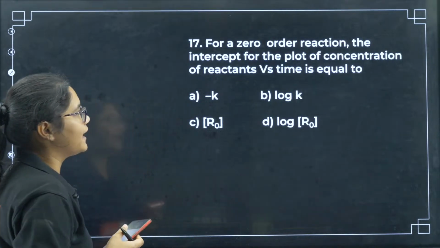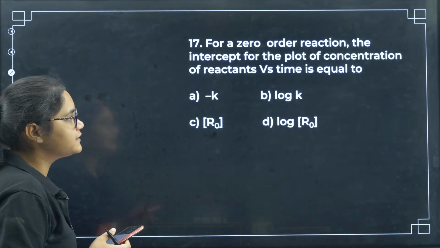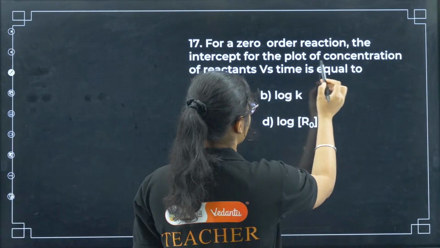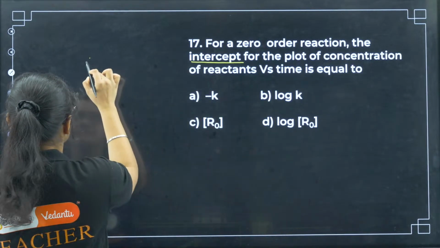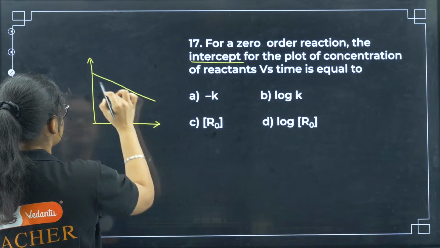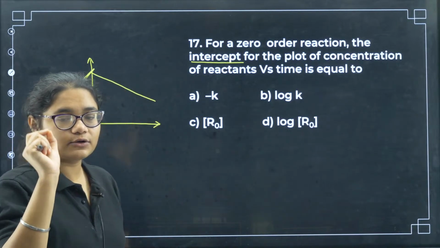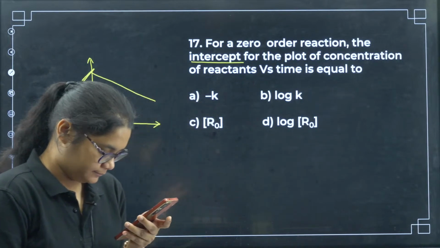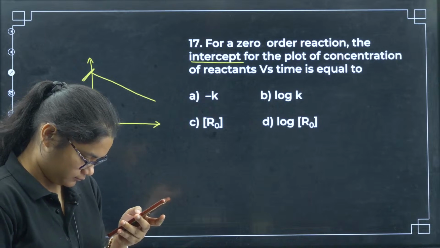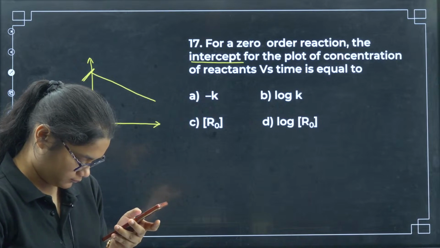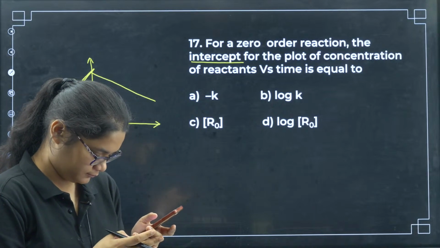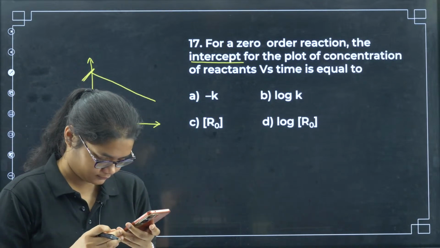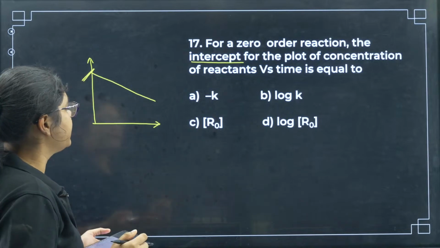Next, 17th. For a zero order reaction, the intercept for the plot of concentration versus time is equal to. This time the question is asking you about the intercept. If a graph is there, this part is called the intercept. So for a zeroth order reaction, what is this intercept value? Okay, so it is R0.